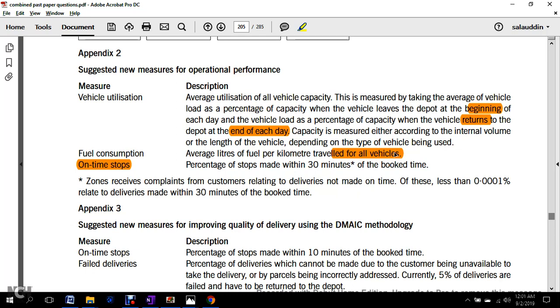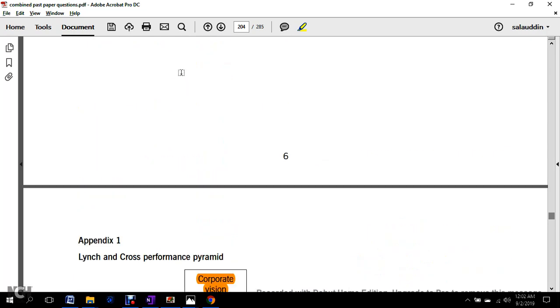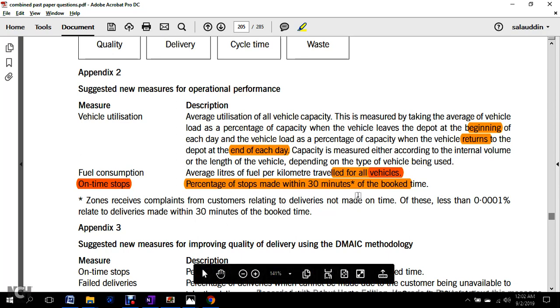Right? You must understand it. Whoever drives, whoever has knowledge of a vehicle, will understand that fuel consumption will not be equal in all vehicles. Okay, then on-time stops: percentage of stops made within 30 minutes of the book time. Here the definition of stops is the one I discussed earlier.